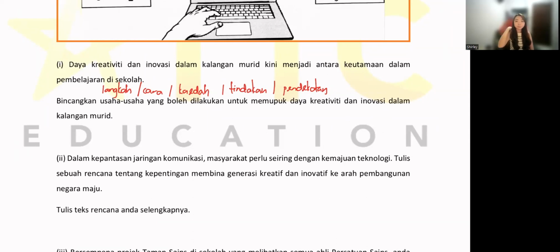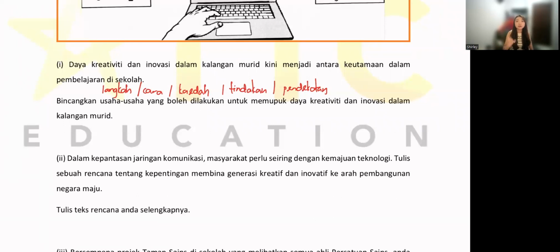melatih kemahiran kepimpinan to train up their leadership skill. This is cara. Ciri-ciri seorang pemimpin, which means that this person's, what is the characteristics of a leader? This person's, they must have like leadership skill, kemahiran kepimpinan, and then berpikiran terbuka, berpandangan jauh. So this is the ciri-ciri. What is the characteristic that they need to have?